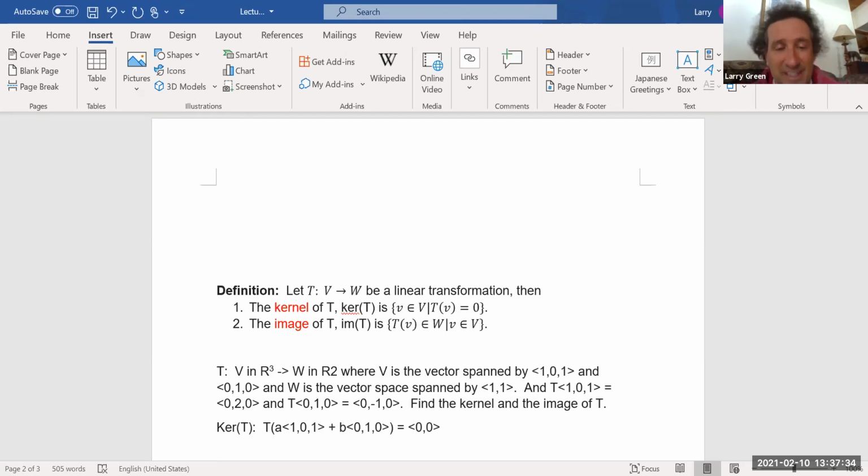Well, one thing, T is a linear transformation, right? So that means I can split this up. And I can write this as a times T of (1, 0, 1), but T of (1, 0, 1) is 0. Oh, wait, maybe I made a mistake. Just a minute. R2. No one checked me on this.